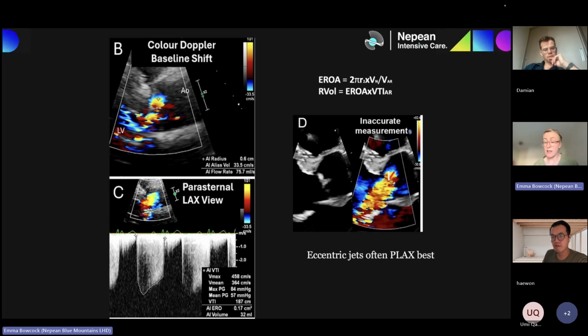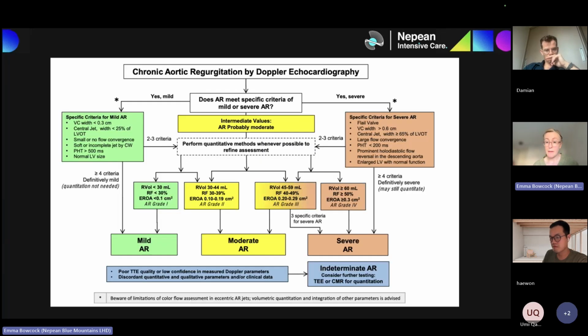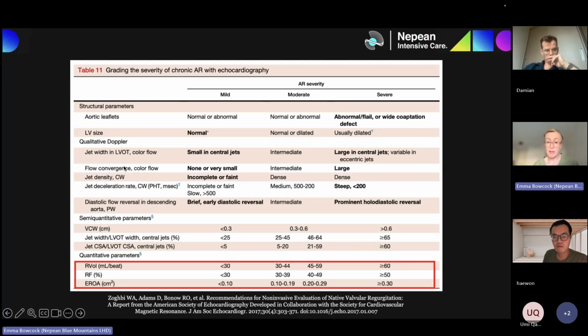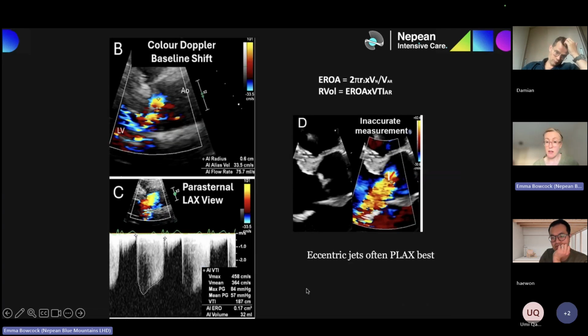And there are some cutoffs that we can use for mild, moderate, and severe. I'm going to bring you back to that here. So this is your effective regurgitant orifice area. Less than 0.1 would be mild, more than 0.3 severe, and somewhere in between moderate. So in this particular patient, 0.17 would be in keeping with moderate AR. I think that's not too difficult if you're doing a TOE, for example, in someone in the ICU and you've got perfect imaging. We can do that super easy.